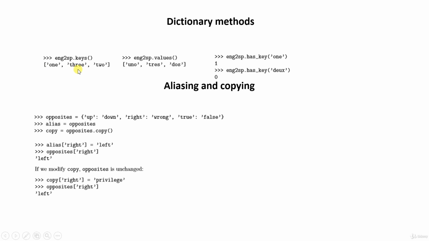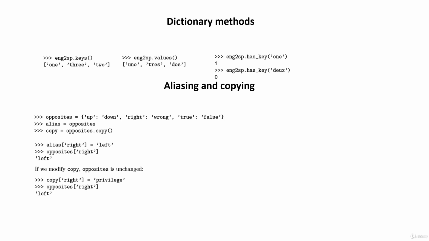like this one. This form of dot notation specifies the name of the function, keys, and the name of the object to apply the function to, English to sp. The parentheses indicate that this method takes no parameters. A method call is called an invocation. In this case, we could say that we are invoking keys on the object English to sp.